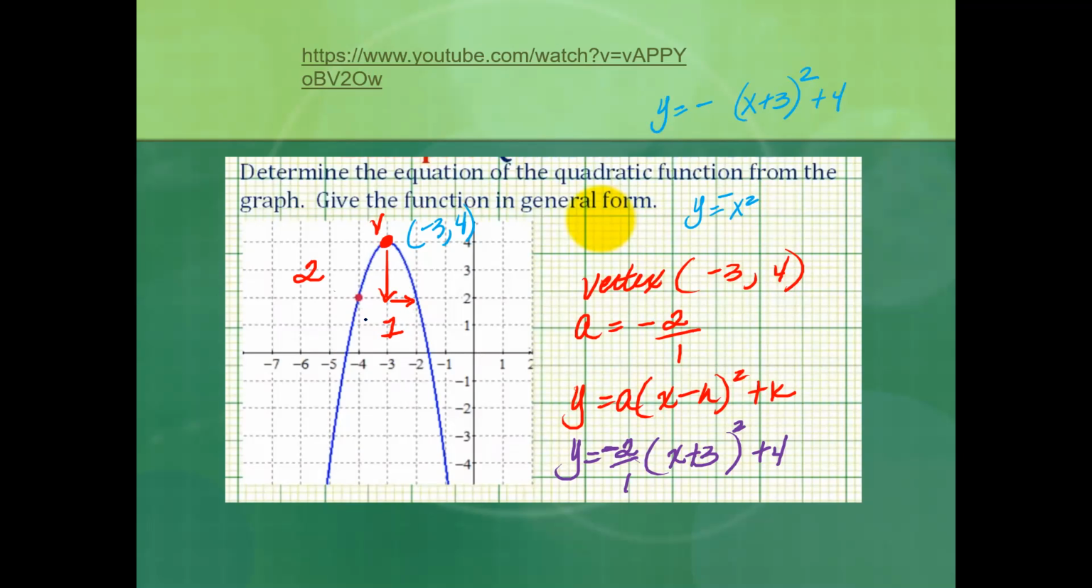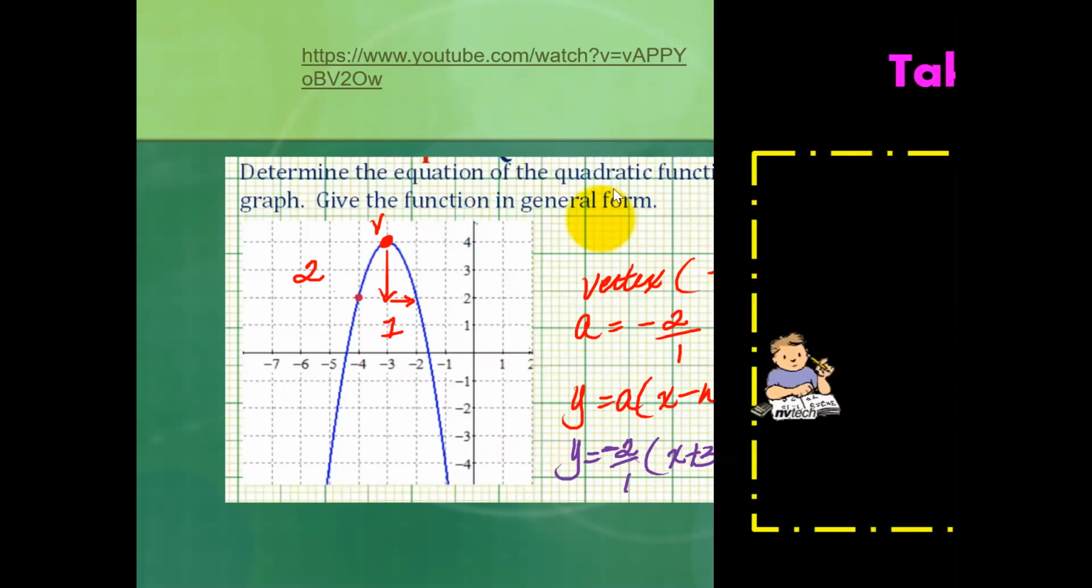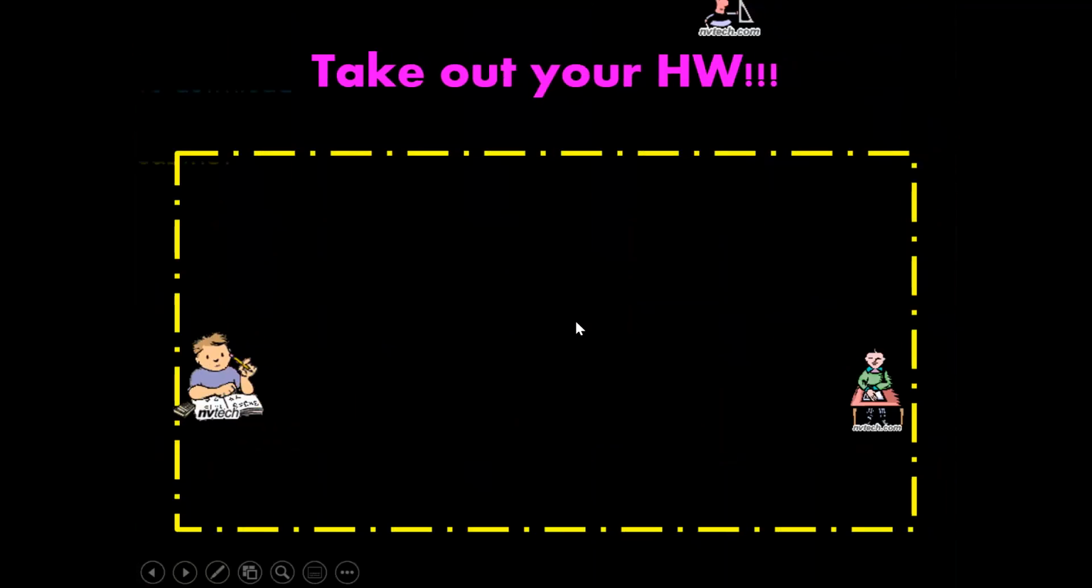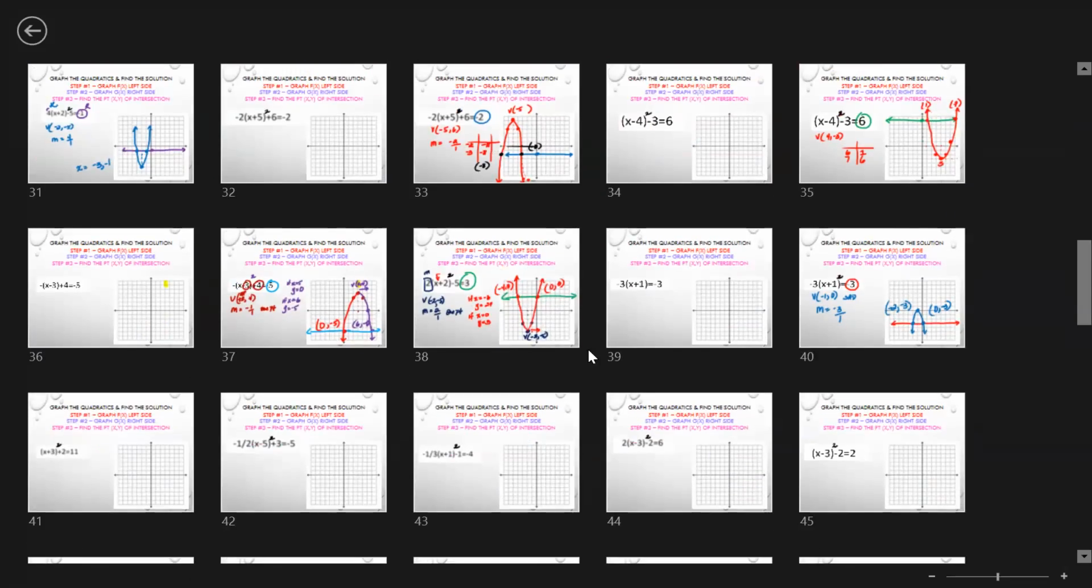If you look at the shape of the parabola, it looks a little bit narrow, which means this number here has to be greater than 1 to make it skinnier and narrower. So this is a good way of thinking that this could be a possible answer. All right, so with that said, let's go ahead and turn over to your guided notes for today.